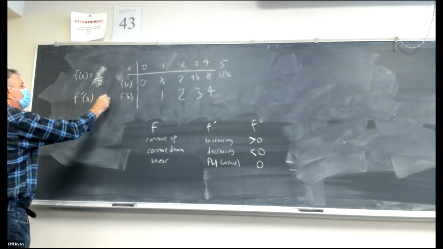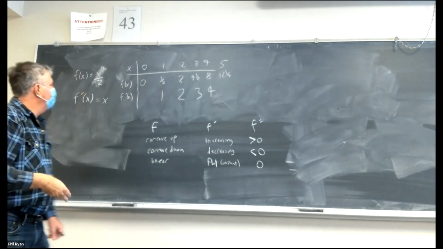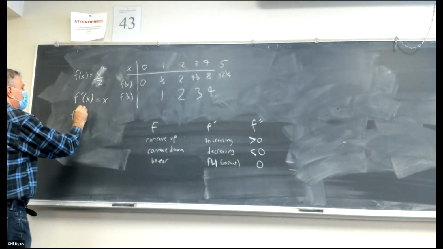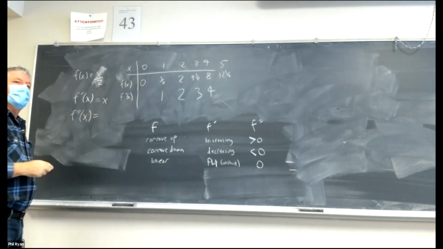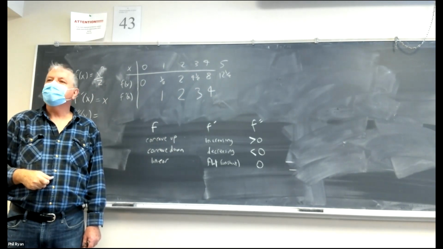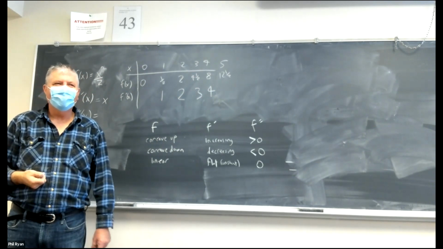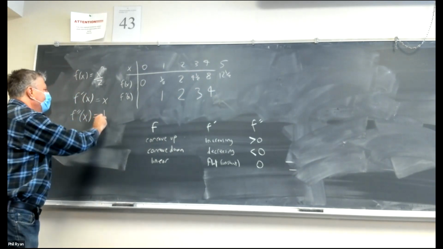Yeah. Later on, we'll see why that is. Okay, and so what's f double prime of x then? What's the slope of x? 1. Okay.